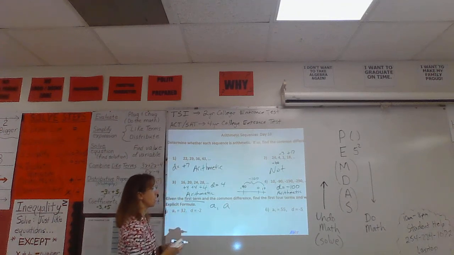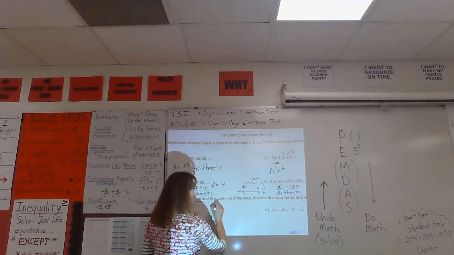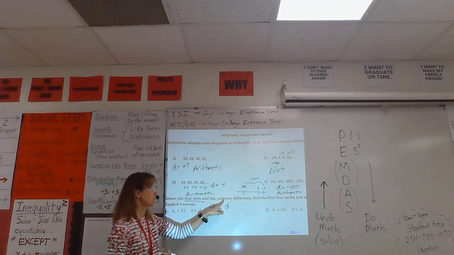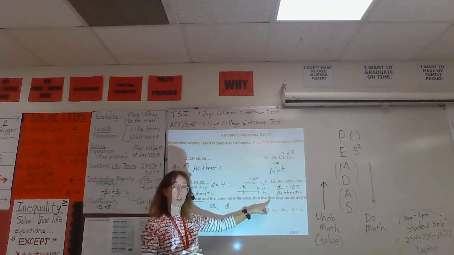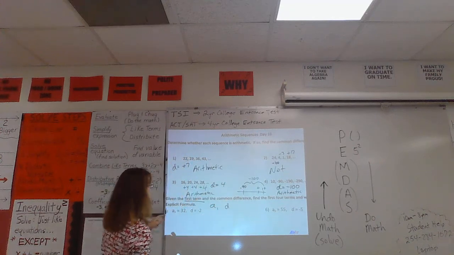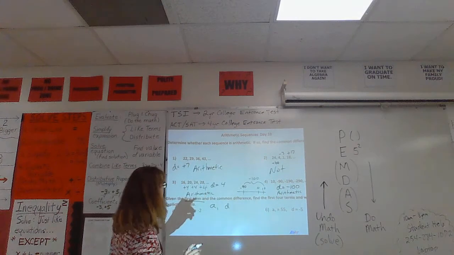It's A sub 1. And they are also going to give you the common difference. So they're going to give you A sub 1 and they're going to give you the D. Remember, the D is what you're adding or subtracting. And then they want you to write the first 4 terms. Just list them out. First term, comma, second term, comma, third term. And then we're going to write the explicit formula. So I'm going to show you how to do that. But let's do the first term.